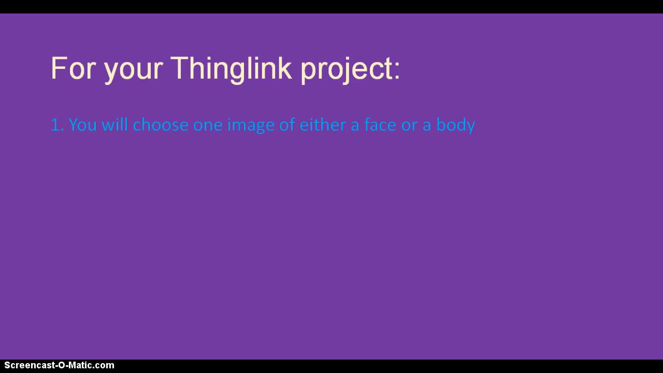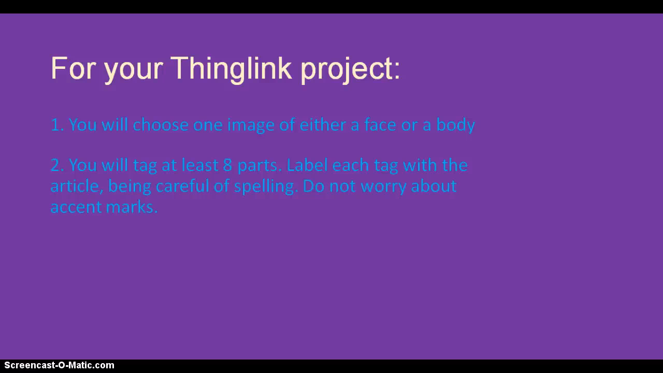For your project, you will choose one image of either a face or a body. You will tag at least 8 parts. Label each tag with the article, meaning el, la, los, las, being careful of spelling. Do not worry about accent marks. You can't put them in Thinglink anyway, so just don't worry about them, but make sure you're spelling the words correctly.